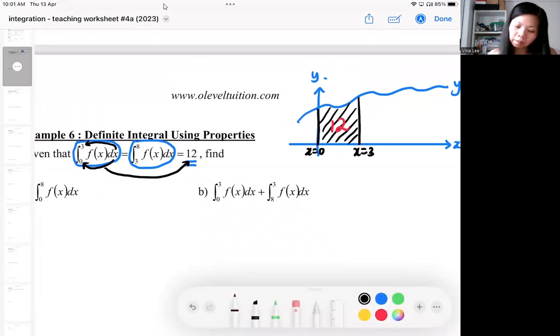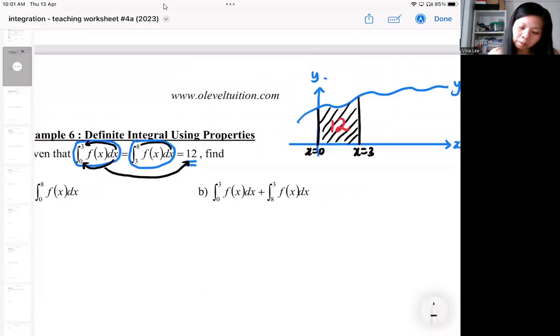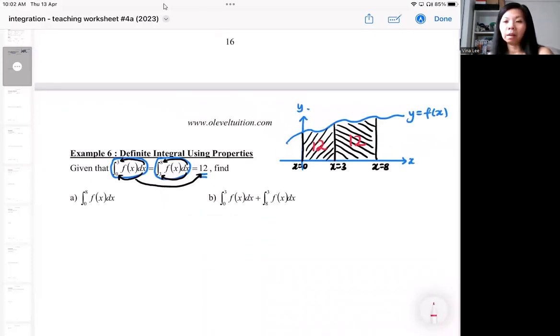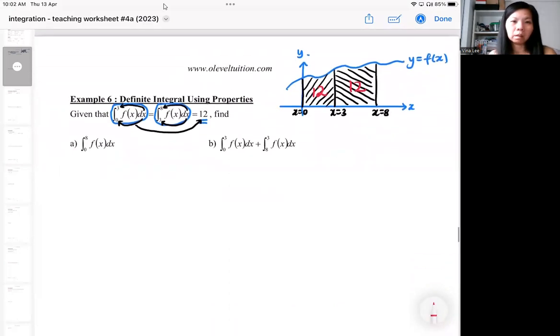Then the next interpretation, when x is 8, from 3 to 8. So 8 maybe somewhere here. The area here is also 12. So you need to interpret it in this way. There's no way you can be using any formulas, because you don't even know the function. So you've got to interpret it as the area under the graph.